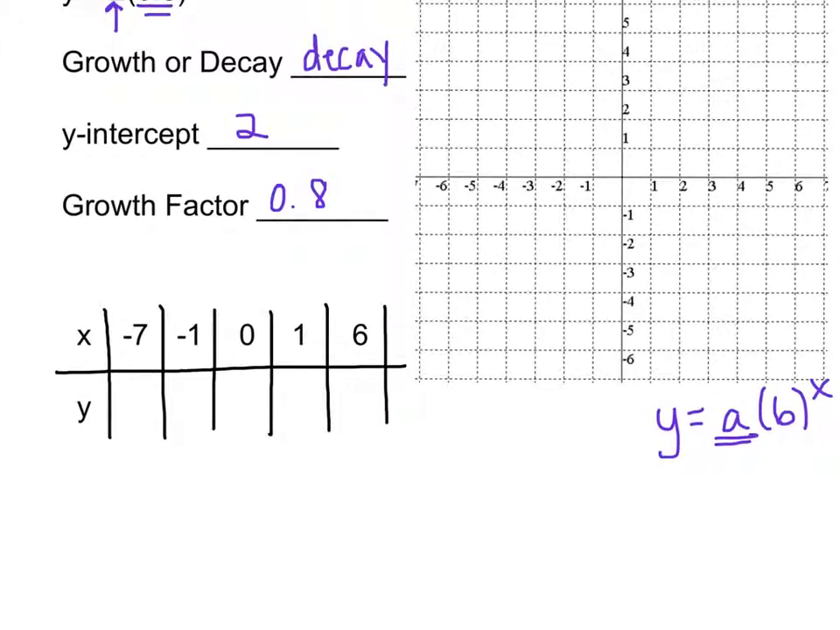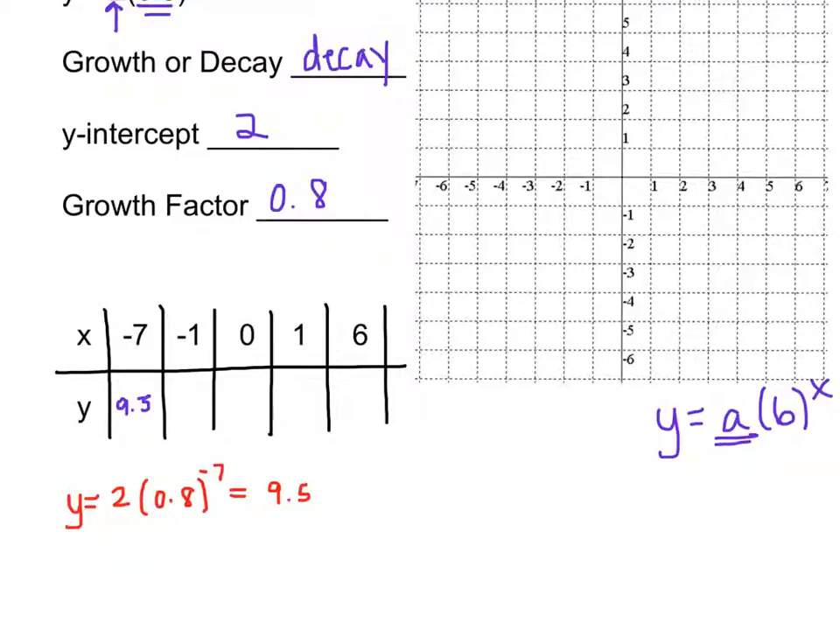All you're doing on this is plugging in the values for x. So y equals 2 times 0.8 to the negative 7 power. You can type it in with the parentheses exactly where they are. That calculator will do exactly what you need. When you do that, you should get back a 9.5. So for the negative 7, we have 9.5. That's a 5, even though it doesn't look like it.